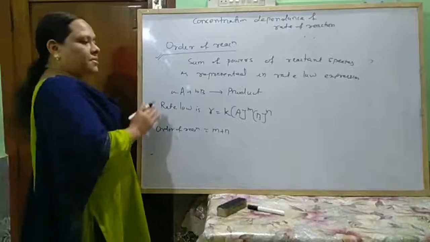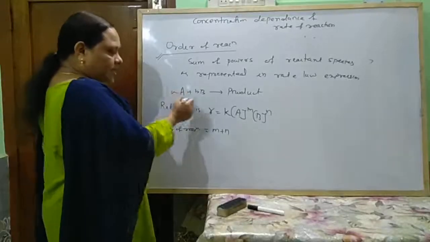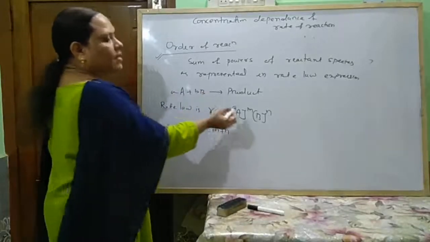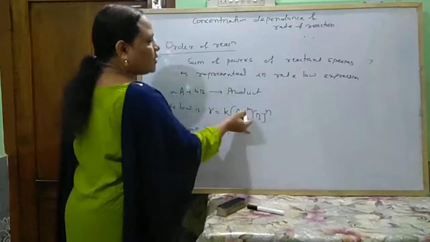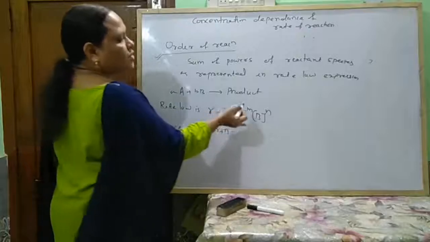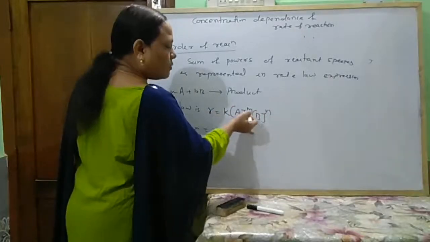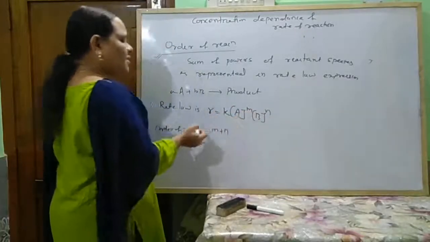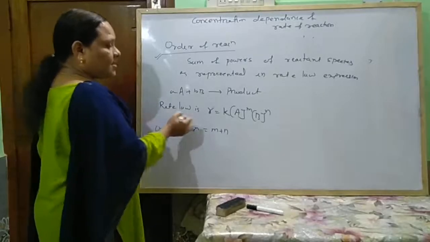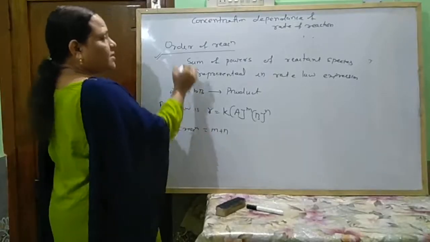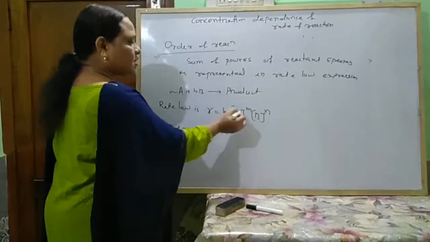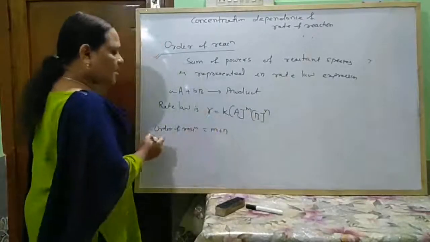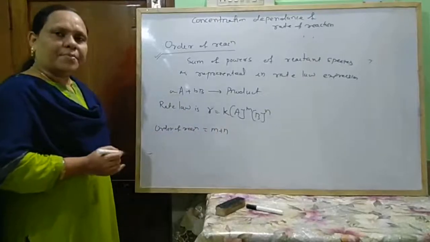This totally depends on experiment. So the rate law is on an experimental basis, and what the coefficients, exponents and powers are is determined by experiment. So the sum of powers of the reactant species as represented in the rate law is known as order of reaction. In this way, order of reaction is M plus N.